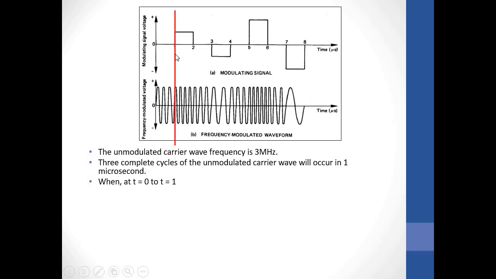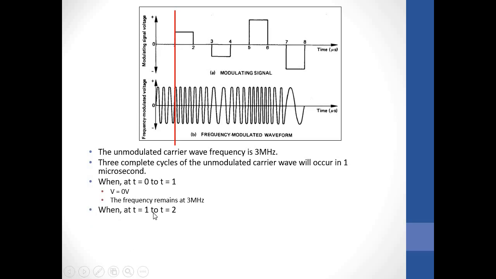So we're taking from this point to that point. As you can see, we've got 1 complete cycle, 2 and 3 complete cycles for this. So it means that the frequency from 0 to 1 is just that of the unmodulated carrier. So let's look at 1 to 2. At 1 to 2, our amplitude increases from 0 to 1. So for 0 to 1, V is equal to 0, the frequency remains at 3 megahertz.